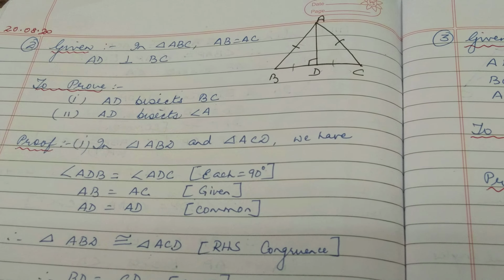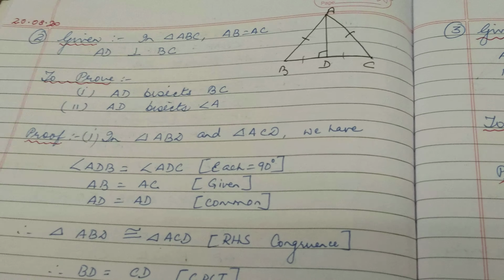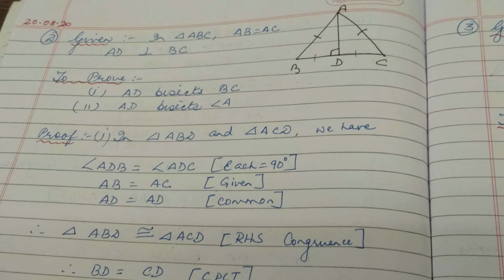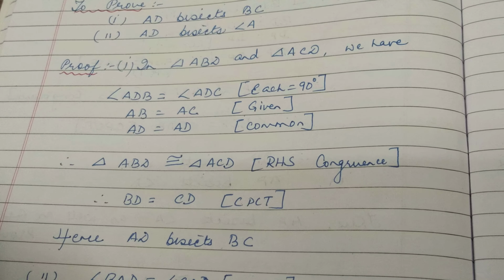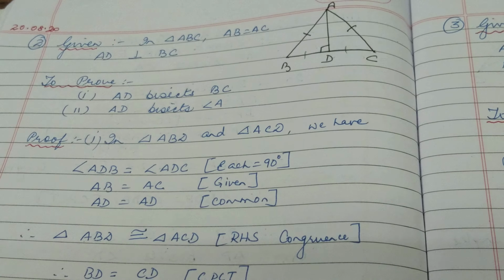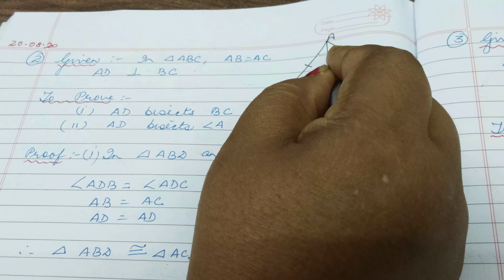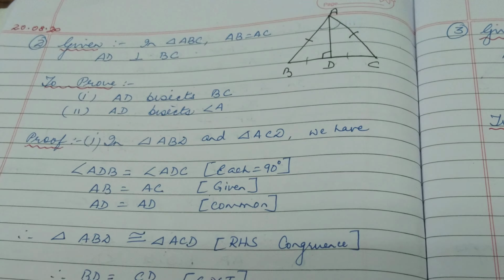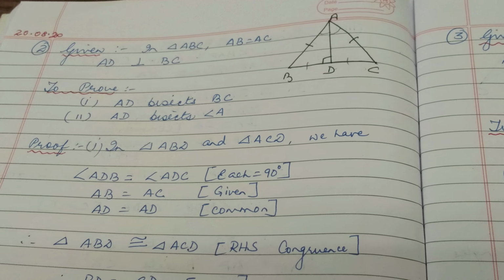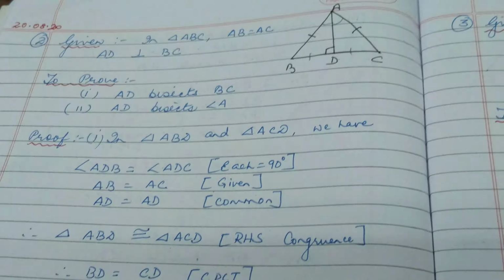Now BD equals CD means what? That AD is bisecting BC. Hence AD bisects BC. So the first part is proved. Now since the two triangles ABD and ACD are congruent to each other, therefore angle BAD, this angle, equals angle CAD by CPCT. Therefore, AD bisects angle A. Proved.